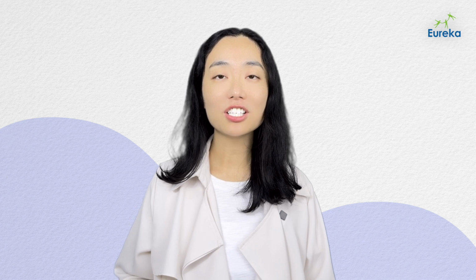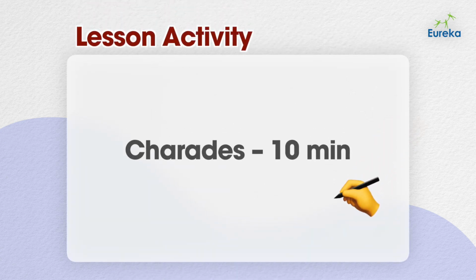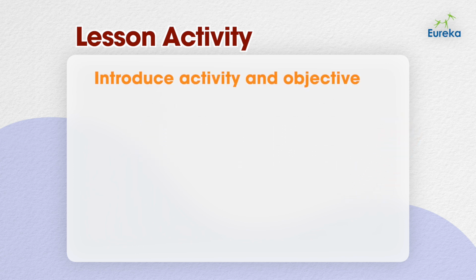Being specific is also helpful when you plan your lesson activities. For example, instead of just writing charades 10 minutes, you can include a detailed rundown. First, introduce activity and objective.